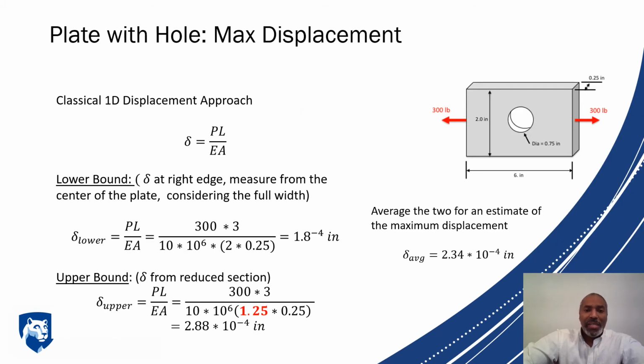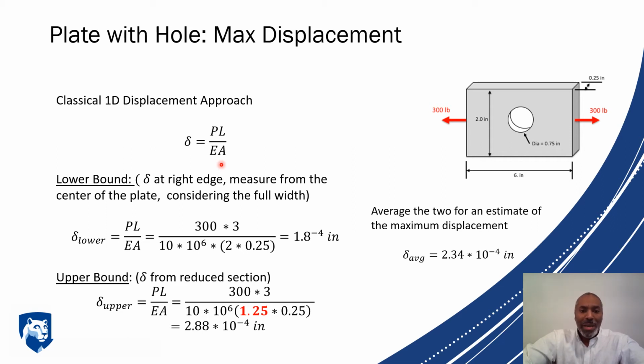And if in addition we wanted to estimate the maximum displacement, we could do this by using our classical 1D approach, assuming this is a 1D bar. In that case, delta is PL over EA. If we remember how to take our load divided by the area to get our stress, take our delta, which is our displacement, divided by the length to get a strain, then we can scale all that by sigma equals E epsilon.